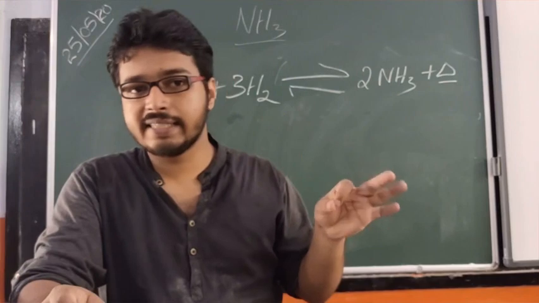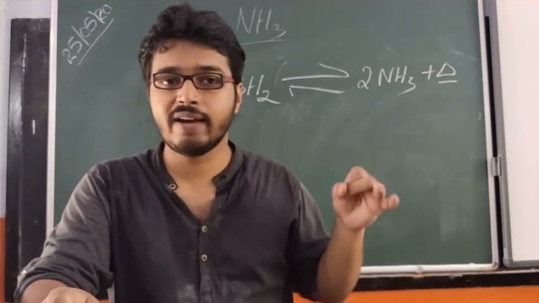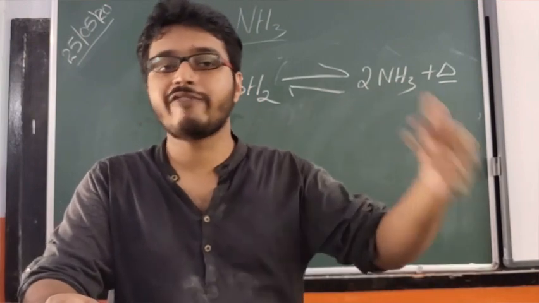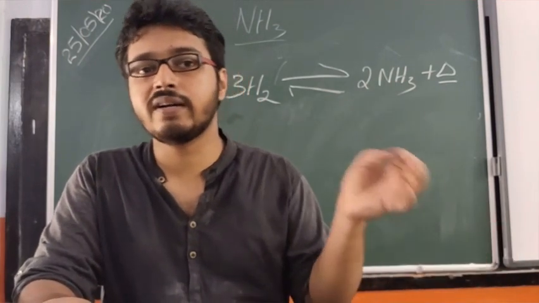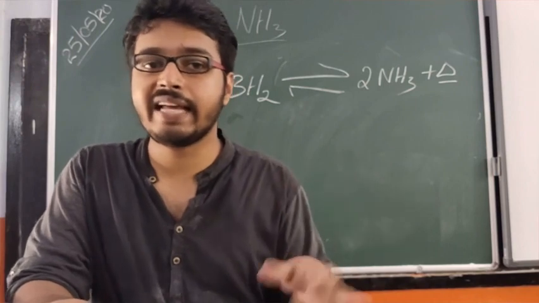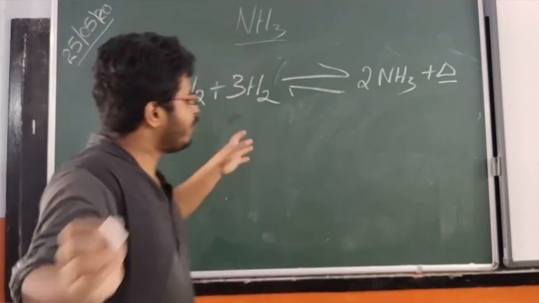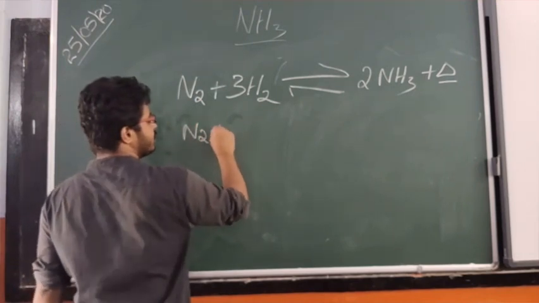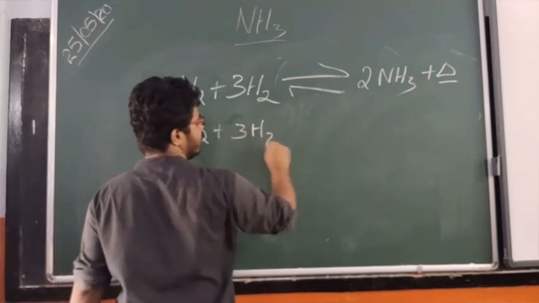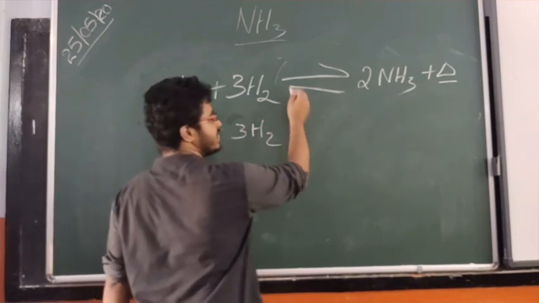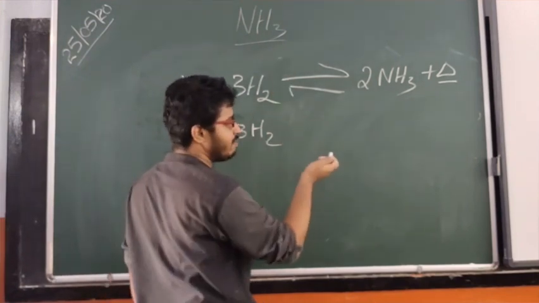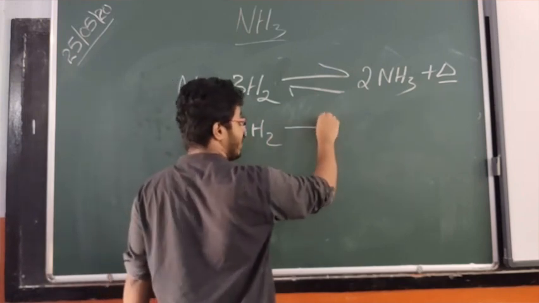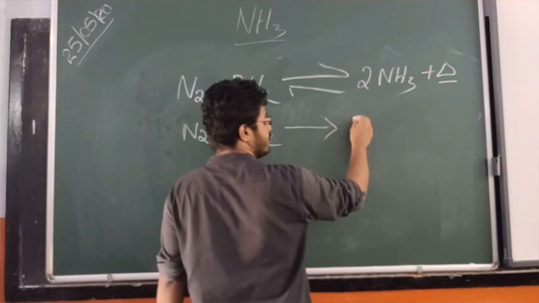Nitrogen reacts with hydrogen to form ammonia. Just like that, one more reaction is possible, that is ammonia can decompose after absorbing heat into its reactants, that is N2 and H2. So if you need, I can write it just like this: N2 plus 3H2. I am not writing the reversible arrow here, but that doesn't mean it is not a reversible reaction.